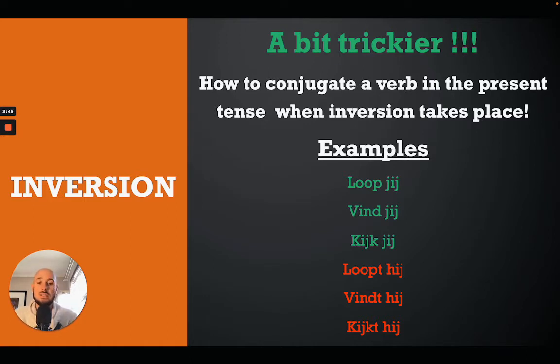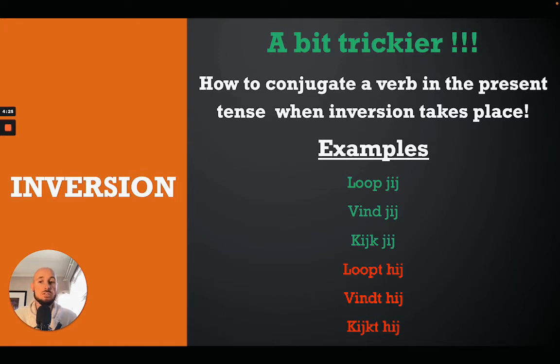However, in the third singular, nothing changes. If the verb's behind the subject, it's not a problem. Loopt hij, does he walk? Vindt hij, does he find? Kijkt hij, does he watch or does he look? But you can also say he walks, hij loopt, hij vindt, he finds, hij kijkt, he watches. So that T stays. So inversion, remember, when your verb is in front of your subject, and if your subject is jij or je, you will take away that T. That's quite important when also thinking about the DT rule.